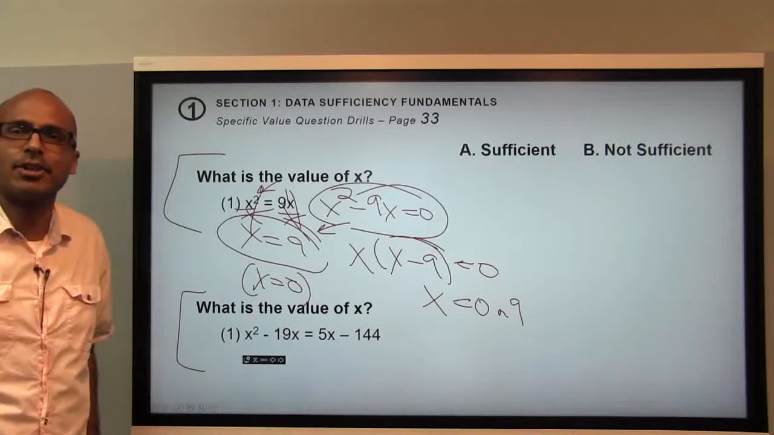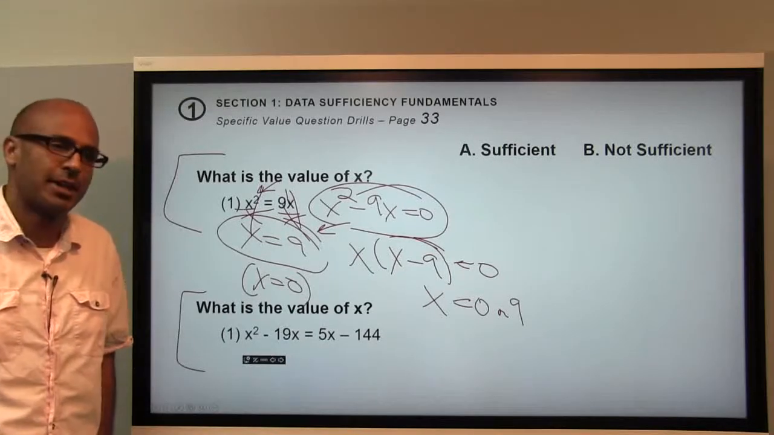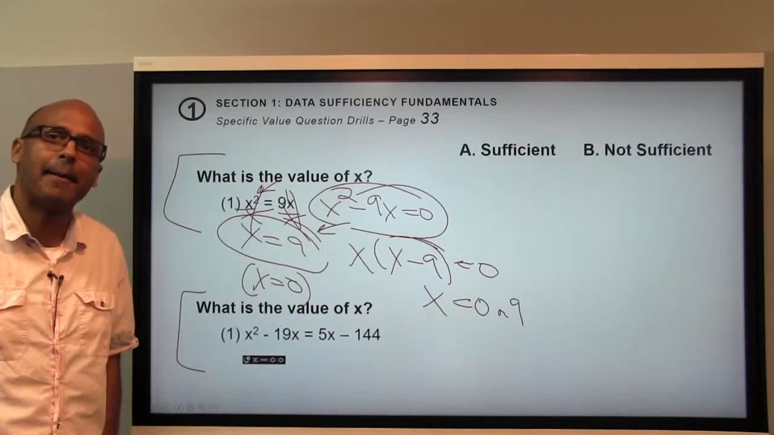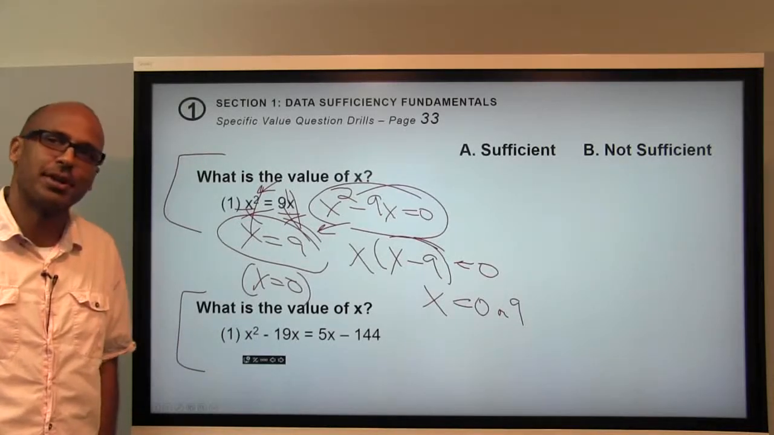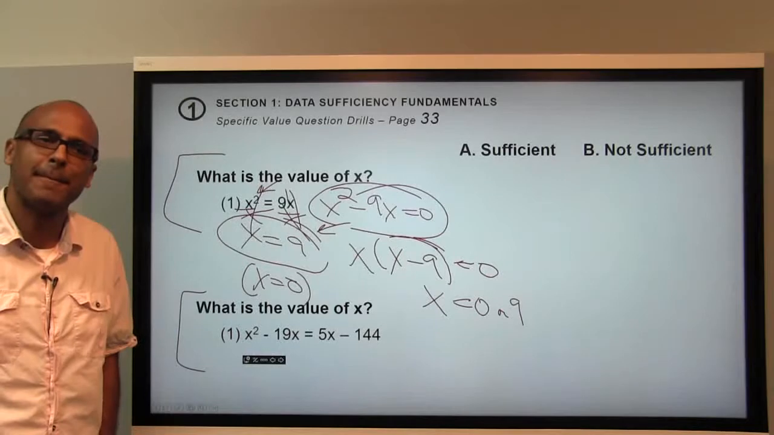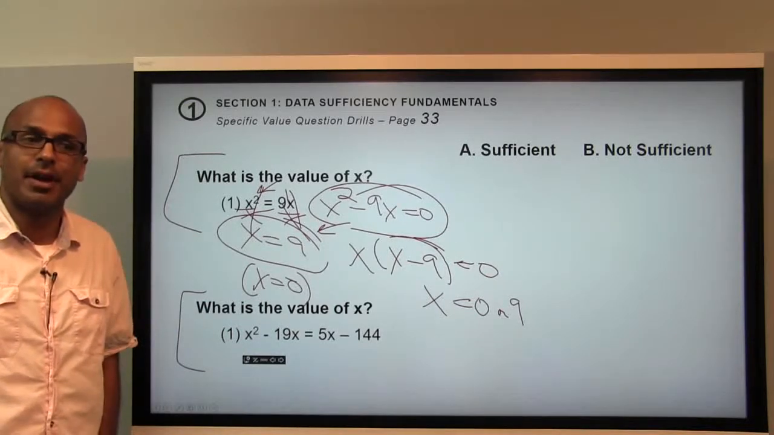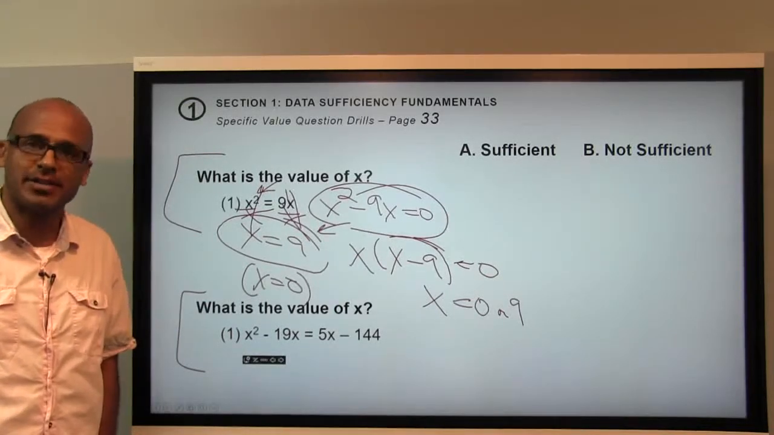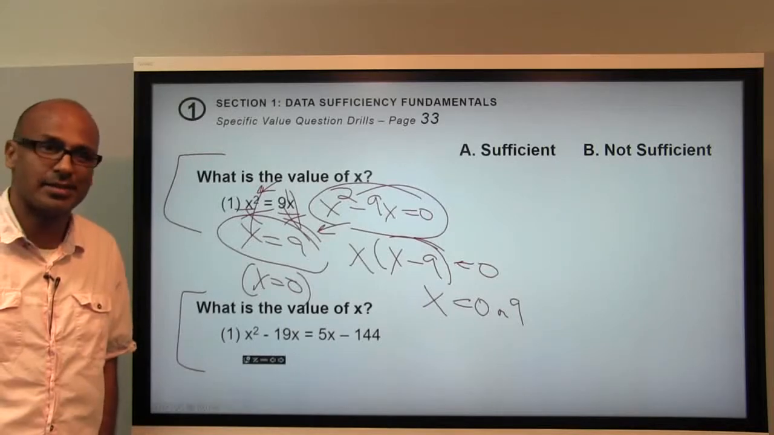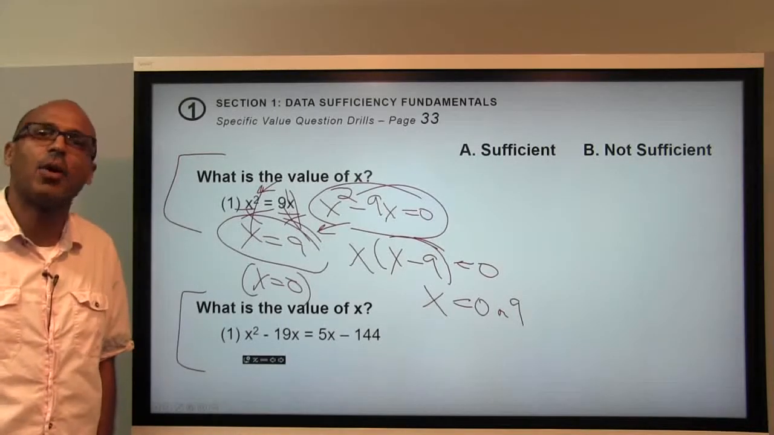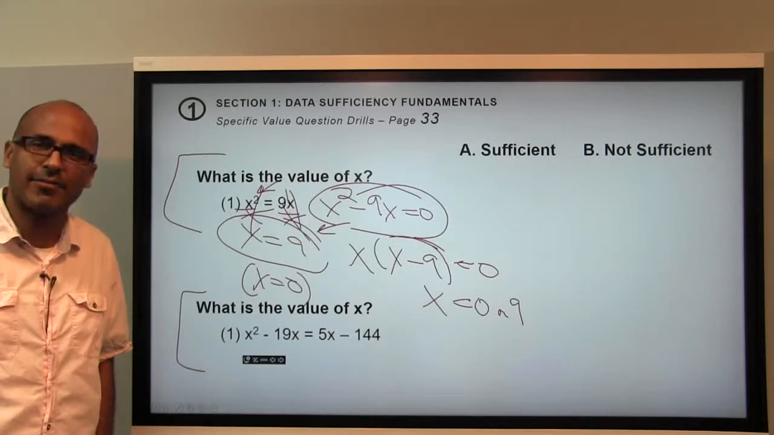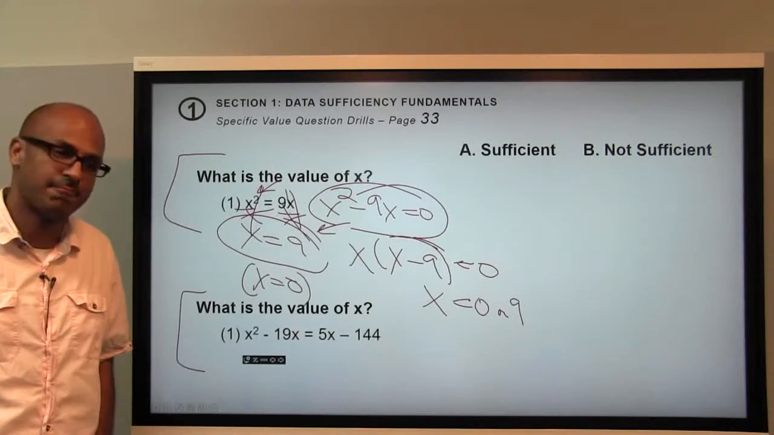All right, let's take a look at this question here. Better showing, but still not so good. Now, again, how far do I need to go on these questions? As they say, just far enough. The beauty of data sufficiency is I don't got to do all the math, folks. I just got to kind of fake my way there most of the time.